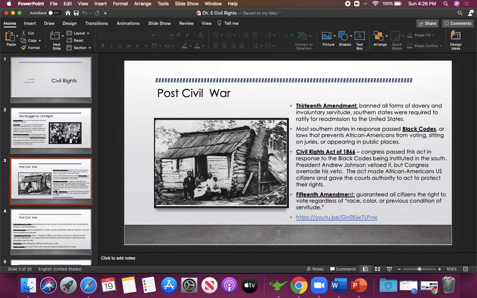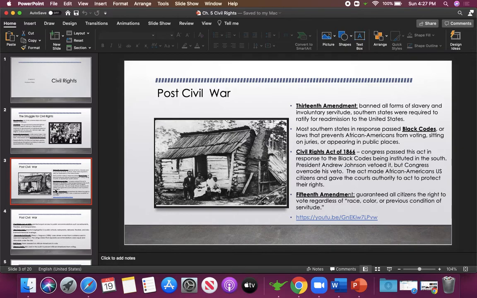Congress passes it. President Andrew Johnson vetoes it. He is not a fan of the abolition of slavery or getting rid of this way of life. And so Congress overrides his veto. Essentially, the Civil Rights Act declares all African Americans citizens and gives the court the authority to protect their rights. Andrew Johnson actually faces impeachment because during the Reconstruction era, he was siding with the South over the rules that were being imposed by the Union.